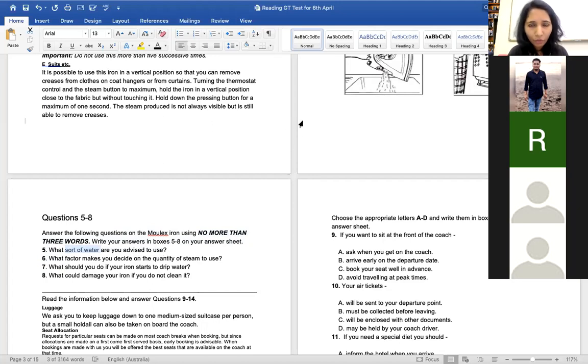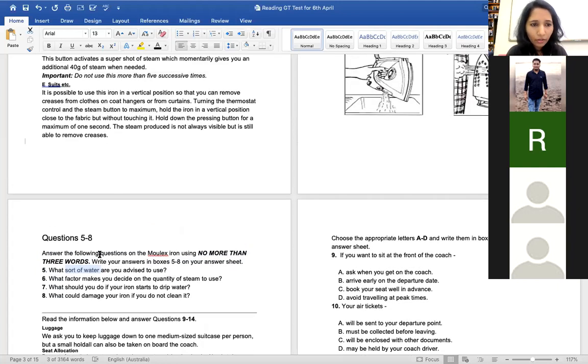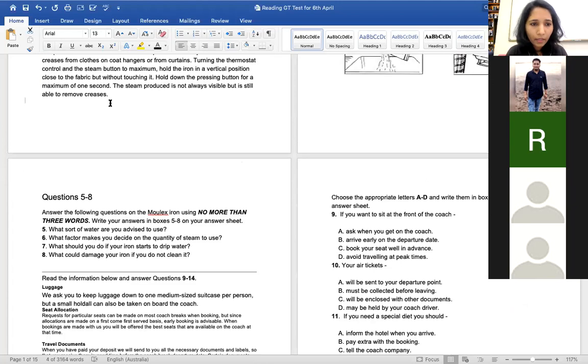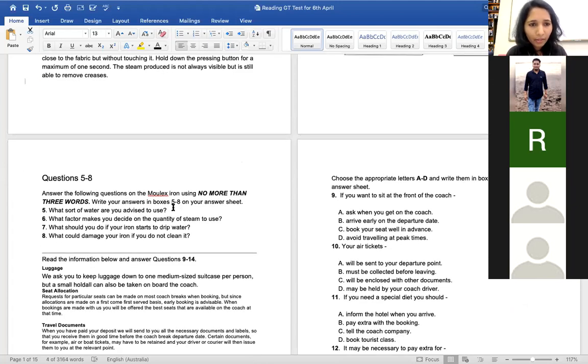So you have to first skim through this passage, read it, then try to find it from the passage. Then the next one is, so if you look at the first one, I think while skimming, we already saw that we are advised to use distilled water. So the answer could be distilled water. Then what factor make you decide on the quantity of the steam to use?